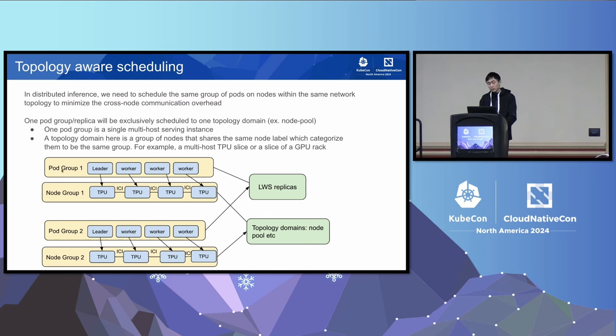In the picture below, as we can see, we have two pod groups here, and we have two node groups as well, which are TPU multi-host slices. Those TPU hosts are connected by ICI, which is very fast for data transferring. Each leader and worker pod will be scheduled on one TPU host or TPU node. Those belong to the LWS replica, and those belong to the topology domain.